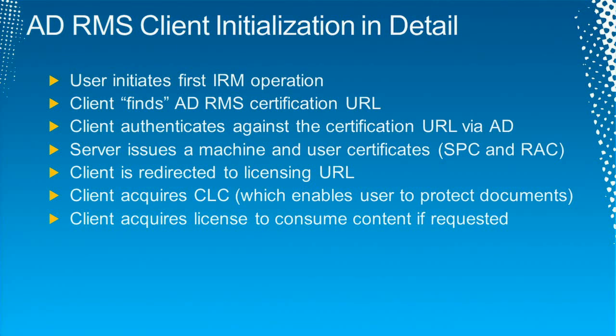And then what's going to happen, and this is the bootstrapping process again, is we're going to issue the machine and user certificates back to the user. What we're then going to do is redirect the client. So this is where, if a user has created a separate licensing URL, the client will go to that licensing URL and pick up the CLC, which gives the user the capability to create a publishing license. And once you get the CLC, everything's good.